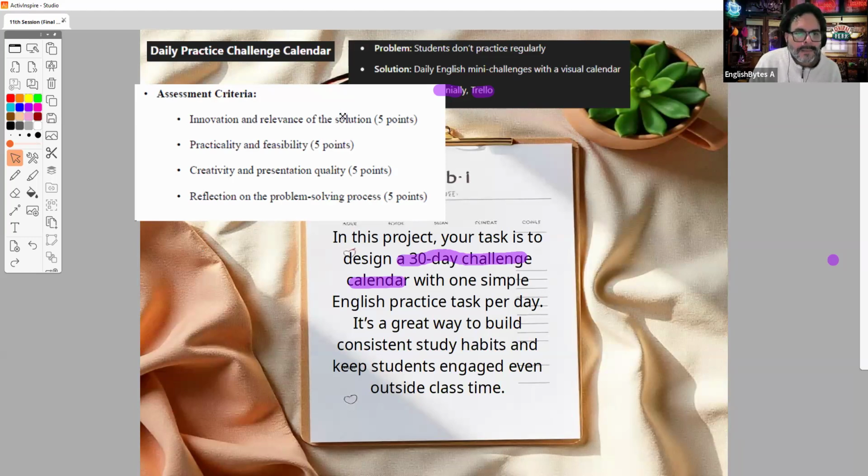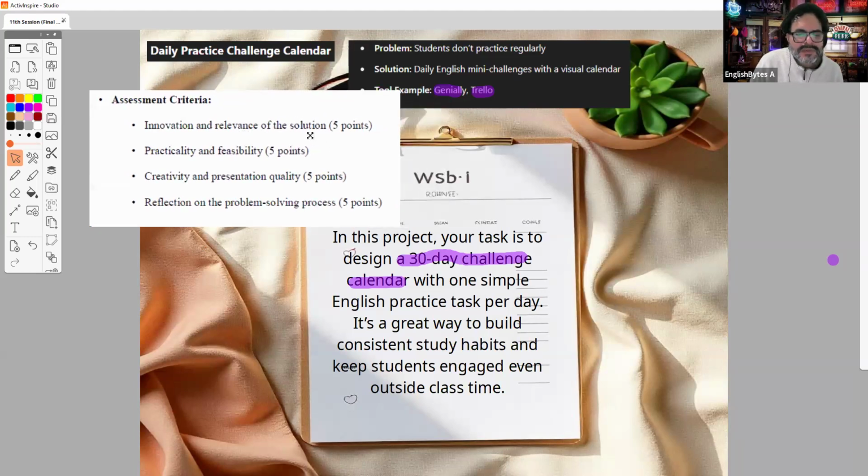Entonces, ajá, innovation and relevance of a solution. ¿A qué me refiero? Es innovativo, es relevante. Eso sobre 5. Practicality and feasibility. Esta palabra la aprendimos hace no mucho. Feasibility, recuerden que era si era físicamente posible, si era accesible al estudiante. Que sea práctico y que sea accesible. 5 puntos.